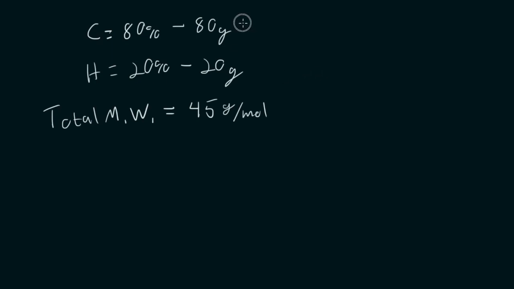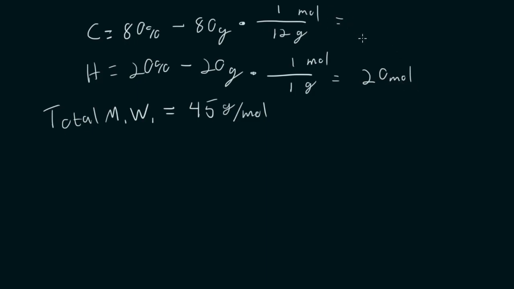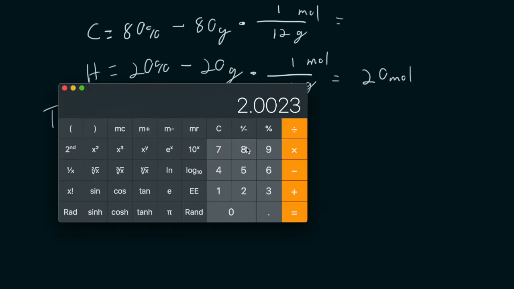And then we're going to take that and we're going to convert that into moles. So we take 80 times 1 over 12. It's going to go grams to moles. We're going to do the same thing with the hydrogen. We're going to go grams to moles. It's going to give us 1 to 1. And that'll give us 20 moles of hydrogen. And then 80 divided by 12. It's going to give us 6.67.